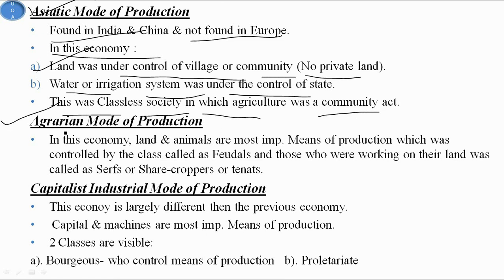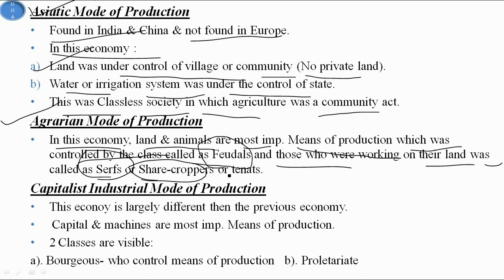Next one is the agrarian mode of production. In this economy, land and animals are the most important means of production, which were controlled by a class called feudals, and those who were working on their land were called serfs or sharecroppers, or you can say the tenants. This thing we have already seen in the theory of historical materialism.